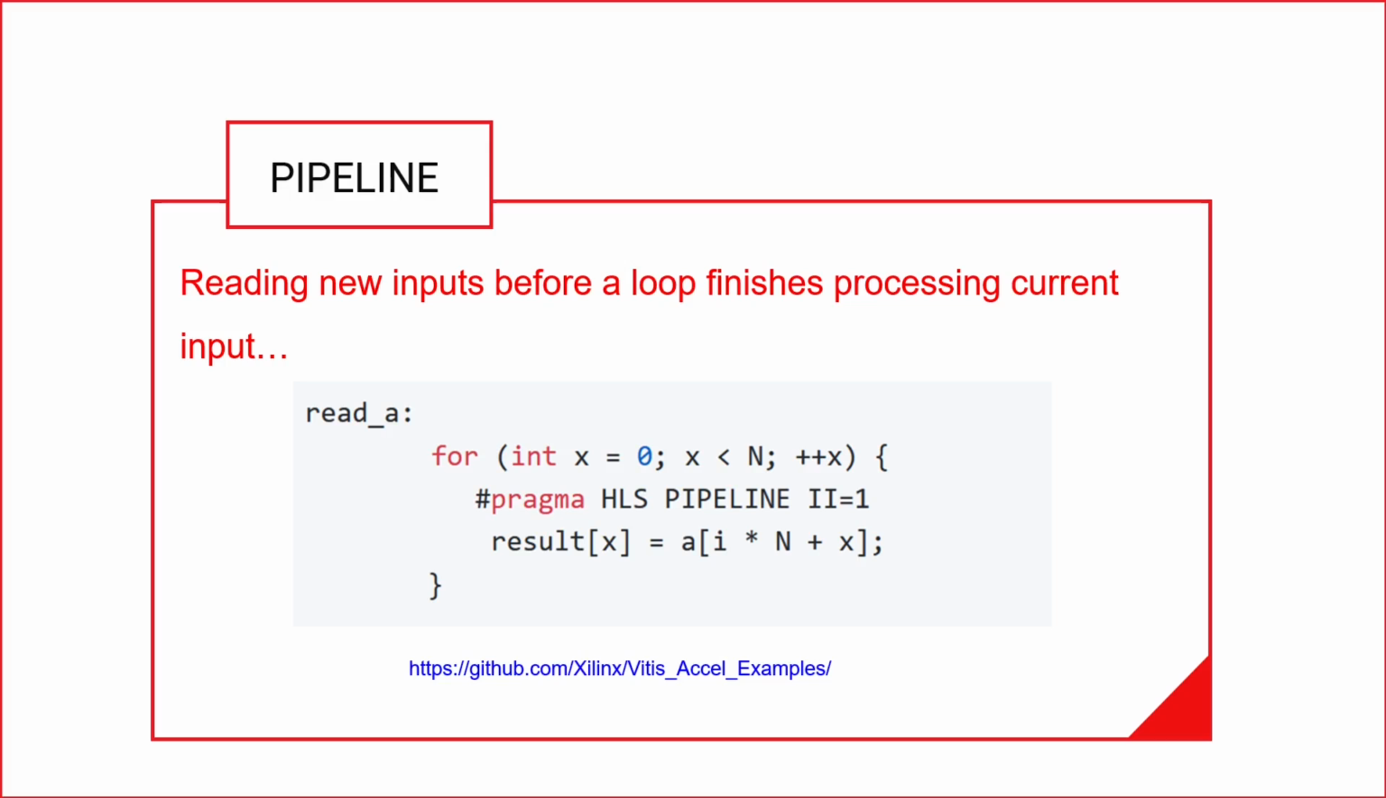Here's a code example with a pipelined loop. It reads an array called A and visits it based on the index called X.